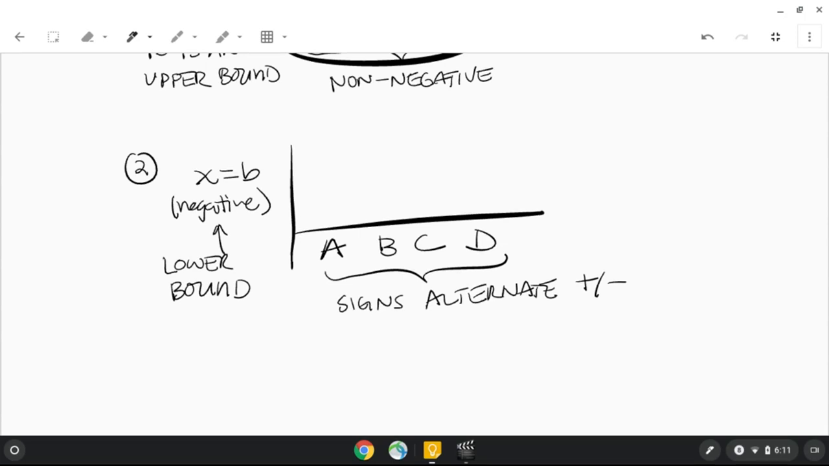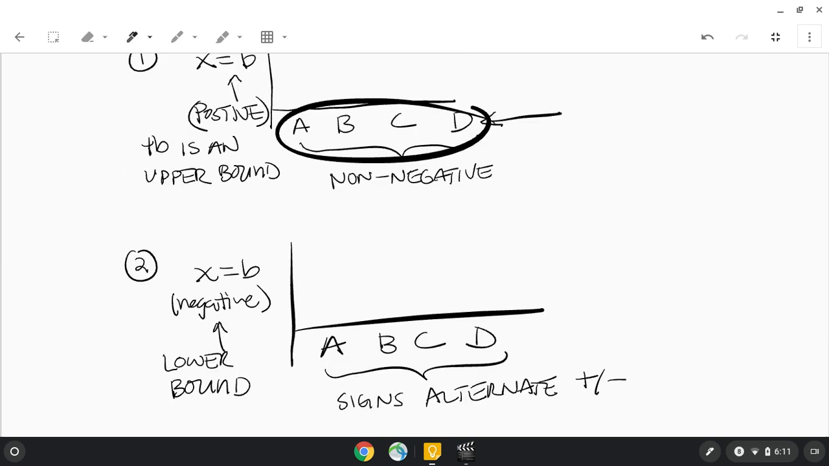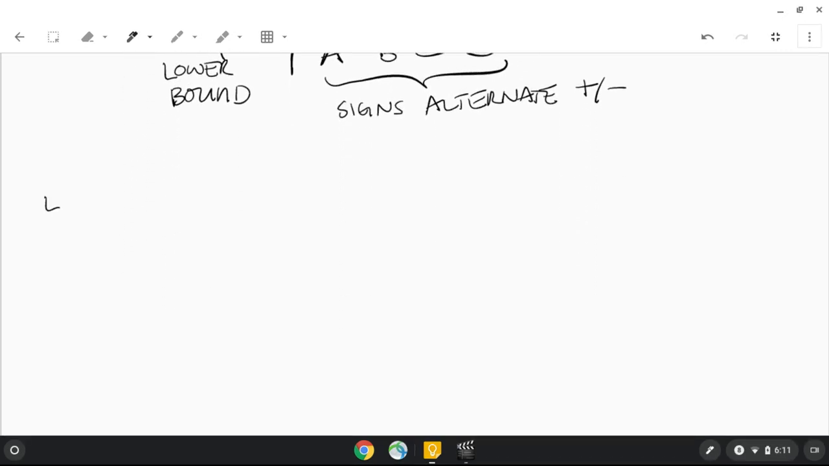Okay, so these are nice because if you find out what your upper bound is, and you have a lower bound, well, now you know your answer needs to be somewhere between this number and this number. So it kind of narrows down your search on your list. Okay, so let's take a look at some examples here.